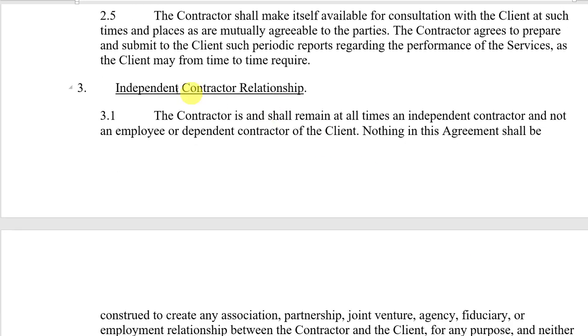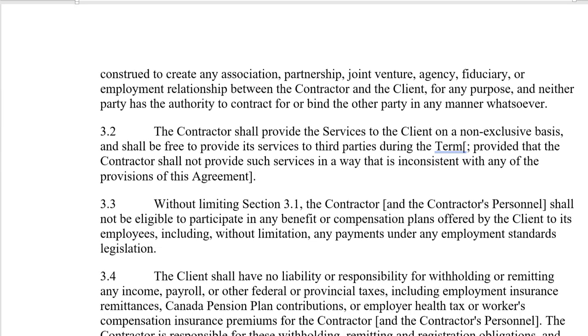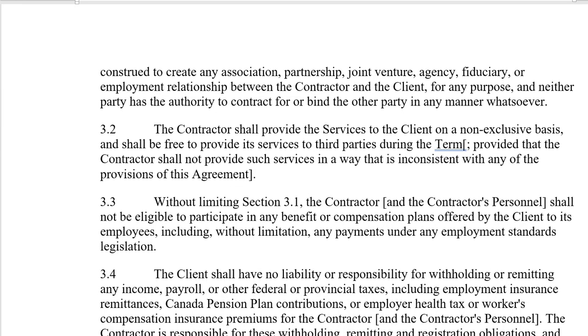Very important in clause 3 is the establishment of an independent contractor relationship. So here it says that the contractor is and shall remain at all times an independent contractor and not an employee or dependent contractor of the client. That's really important because you don't want to establish an employment relationship, because the Employment Standards Act will apply and you'll have many more obligations than you would really need.